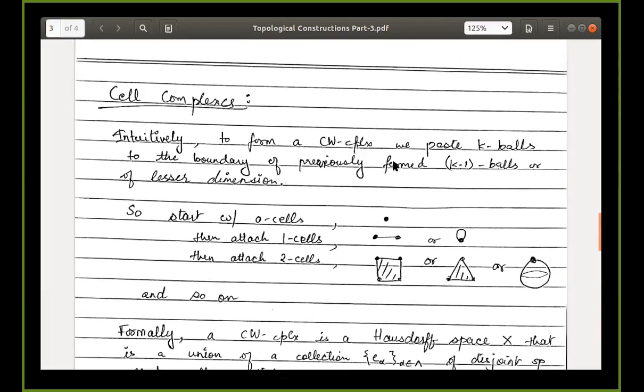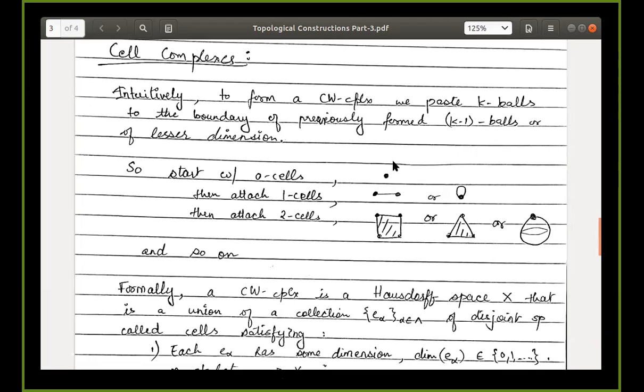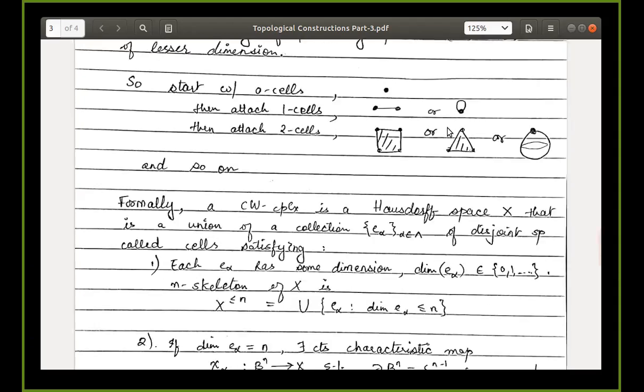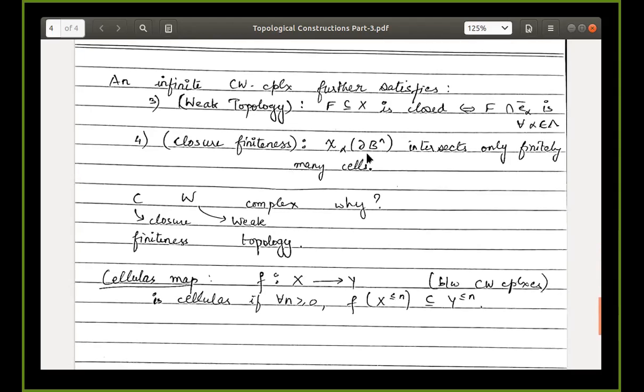So for instance, you could have asked: here you have these three one cells, here you have four one cells. What if I want to take infinitely many one cells of extremely small length, and then attach a two cell to it? This is precisely what is forbidden by this condition: if you take any cell, its boundary should not get glued with infinitely many cells. It can intersect only finitely many cells.